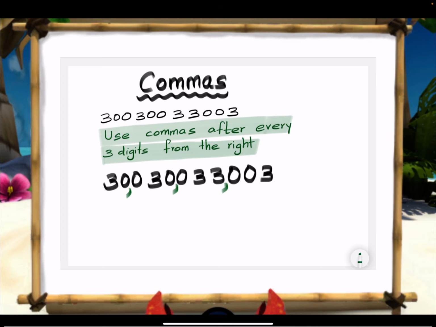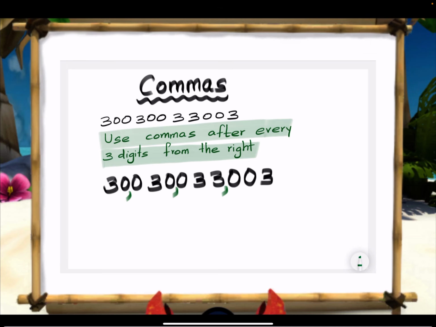So here we will see how to use commas for any number. So whenever we use commas, we have to start making commas after every 3 digits from the right. So in this case, this is 1 digit, 2 digits, this is the 3rd digit. So here, make a comma here. And then again, this is 1, 2, and 3 digits, and then make a comma here.